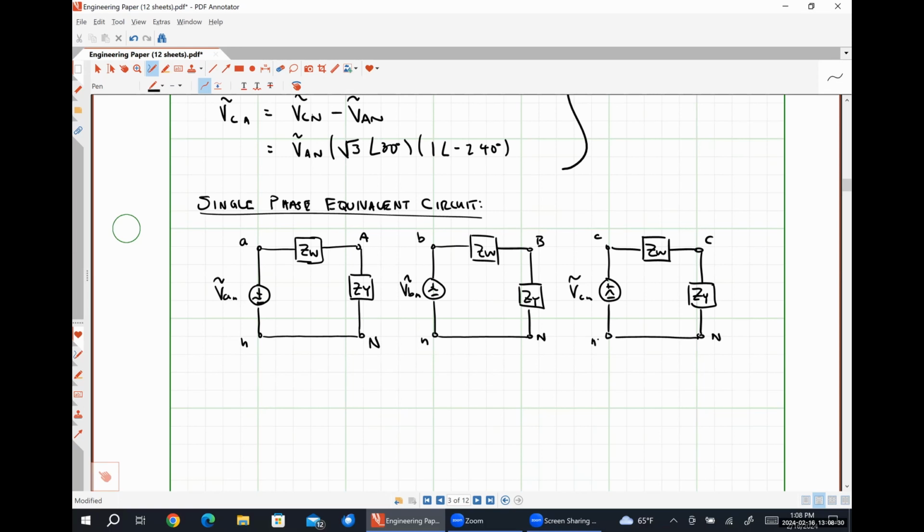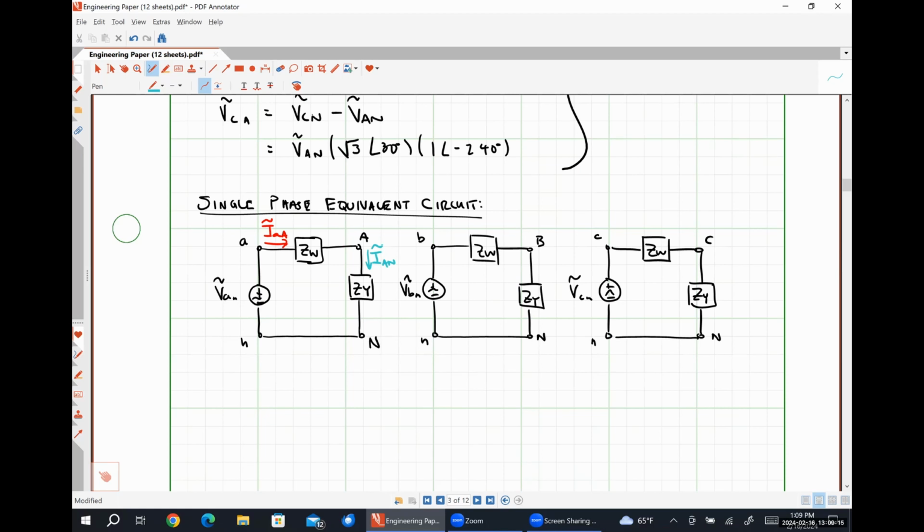So now let's talk about what quantities we can determine from analyzing these incredibly trivial single phase representations of each phase of our circuit. I think it's fairly obvious that we should be able to figure out what our line current is, and what our phase current through our load is.